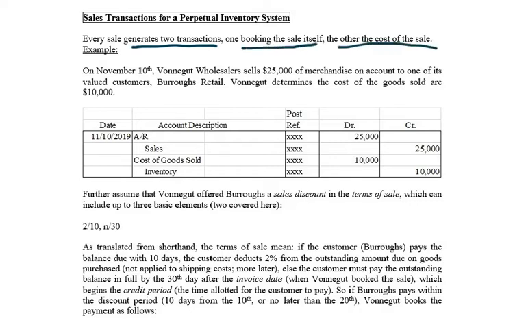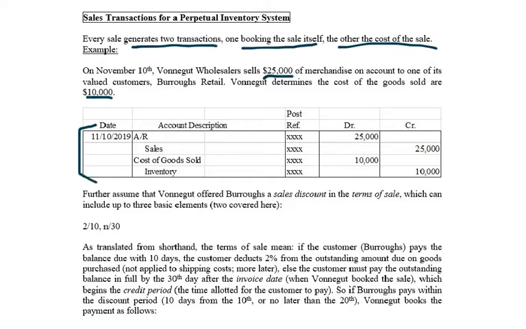So in other words, the minimum number of lines for any transaction in the selling function is going to be 4. That's what you're going to look at. But I group it as 2 separate transactions. I don't just group it as a 4-line entry, but it's ultimately 4 lines. And so here's the basic example that we're going to build on top of. We're going to start on November 10th. Buying at Wholesalers is going to sell $25,000 in merchandise on account to one of its valued customers, Burroughs Retail, and Vonnegut determines cost of goods sold to be $10,000. So our key numbers here, of course, are the amount of the sale, 25, and what the cost of sale was, 10.